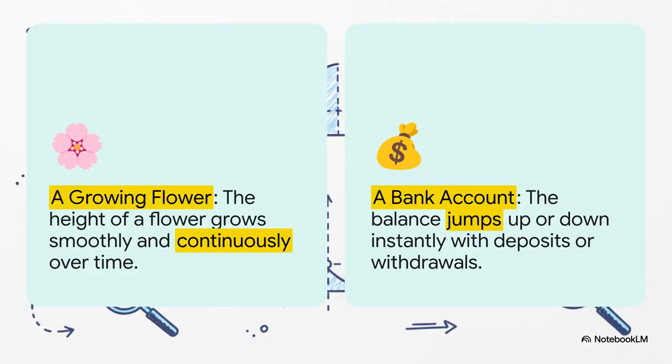Think about it like this. The height of a flower as it grows, that's continuous. It has to pass through every single possible height on its way up. But your bank account, that's discontinuous. Your balance doesn't flow smoothly from one dollar amount to the next. It just jumps the second you make a deposit or withdrawal.